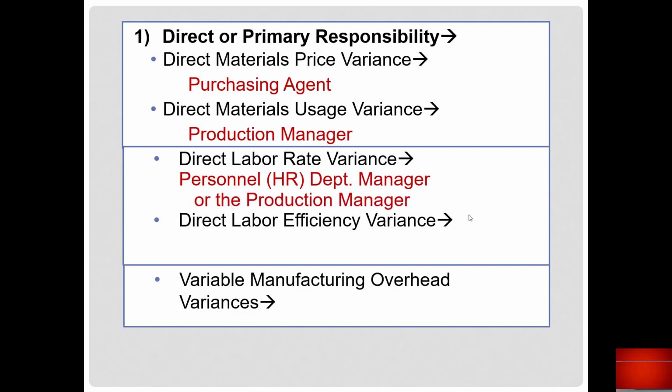But it could also be the responsibility of the production manager if that manager uses high-skilled labor for low-skilled jobs or has too much overtime. That's going to affect the average labor rate in the organization. Labor efficiency will be the responsibility of the production manager. And variable manufacturing overhead variances, this would actually be various managers. You would have a maintenance department manager responsible for the variable part of maintenance. Electricity might be another manager, so we're not going to get to the specifics of that.